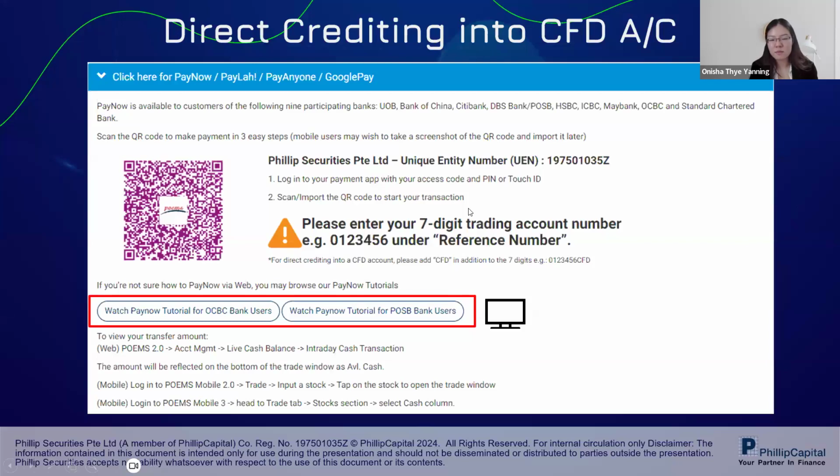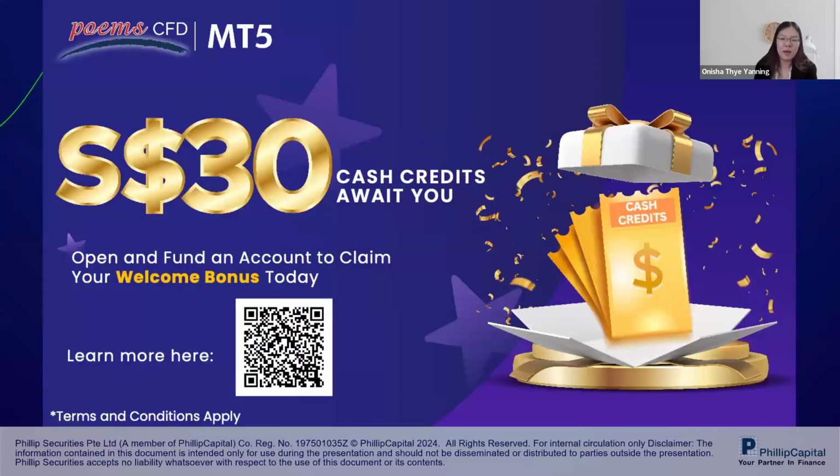A quick shout out to our promo this month, until March. As long as you opt into our CFD account and fund in $2,000, you can get a $30 bonus cash credit. You can scan this QR code to learn more about it, and you can withdraw this credit. It's actually cash. It's a good time to open a CFD account, and then opt in to Amplify.